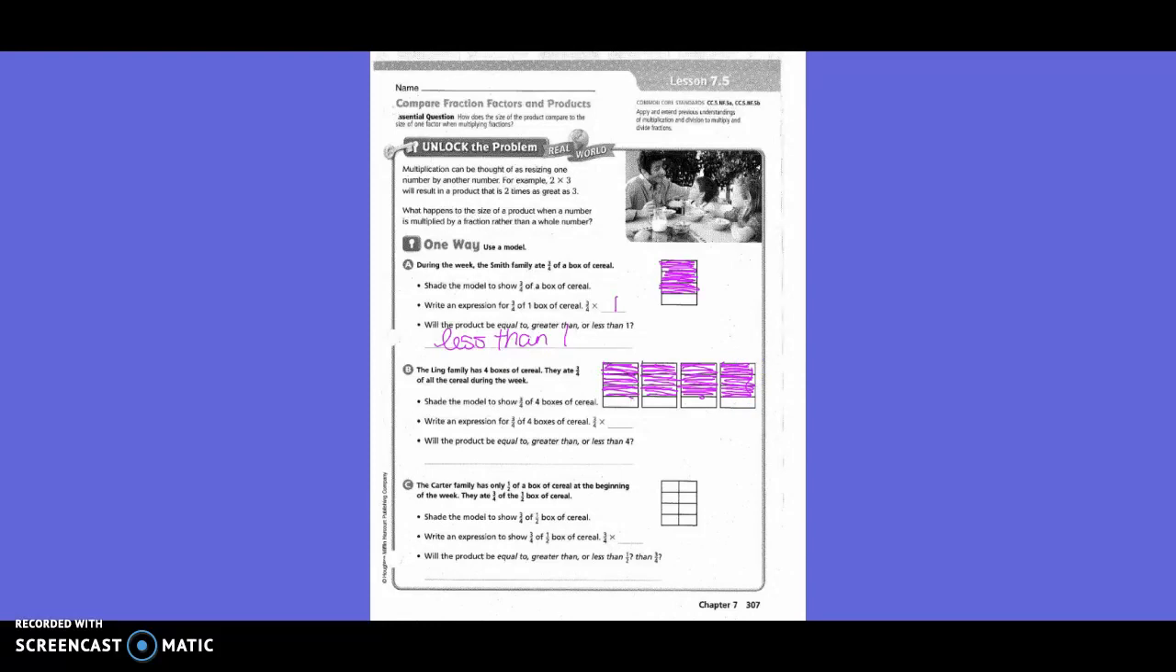Write an expression for 3/4 of 4 boxes of cereal. So we would take 3/4 times how many boxes do we have, guys? 4. Will the product be equal to, greater than, or less than 4? Less than 4, because did we get all of these boxes colored in? No, there were still pieces left.